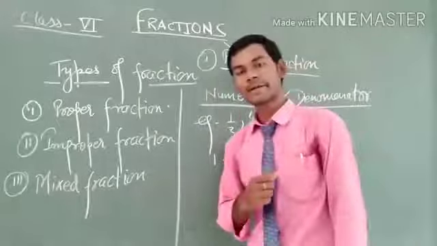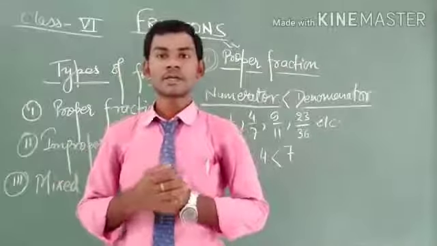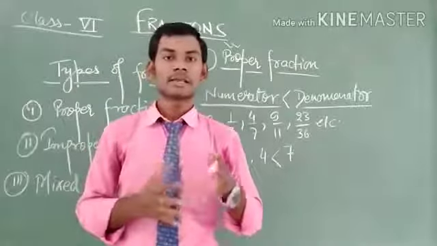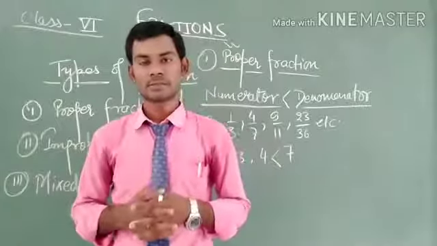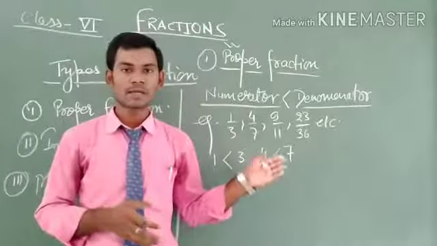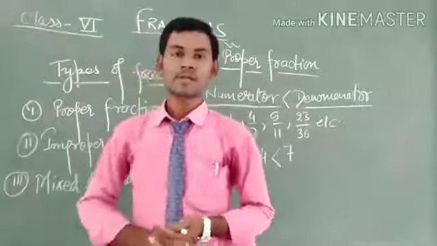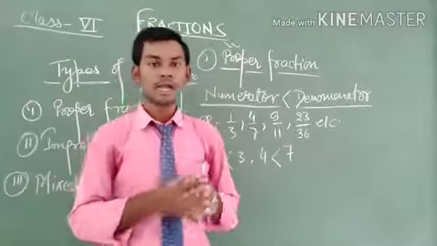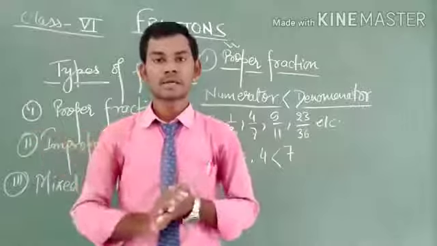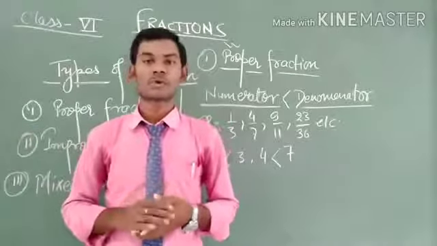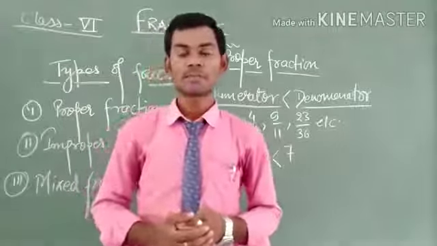So dear students, listen to the definition once again and try to understand. A fraction in which the numerator is less than the denominator is known as proper fraction. You can see the examples given here: 1 by 3, 4 upon 7, 8 upon 11 and 23 upon 36. These have the numerator less than the denominator. That's why they are called proper fraction. Now let us see the next, improper fraction.